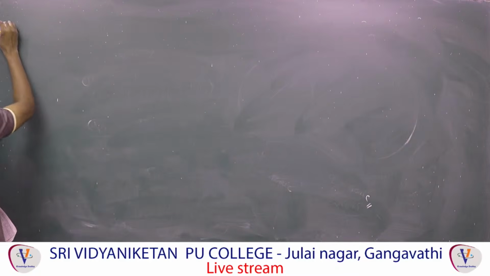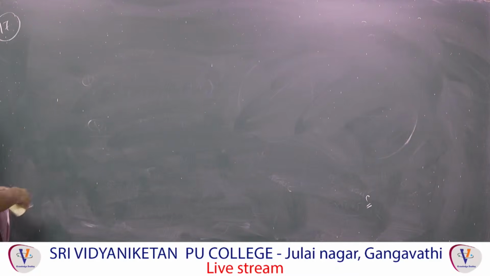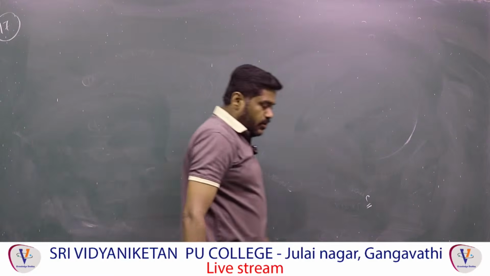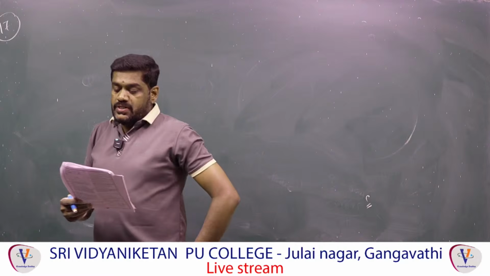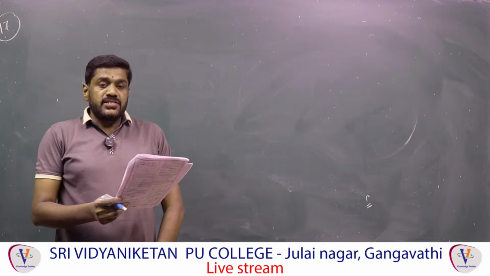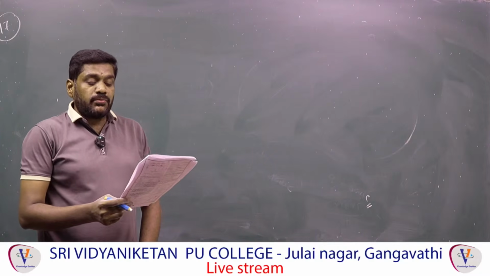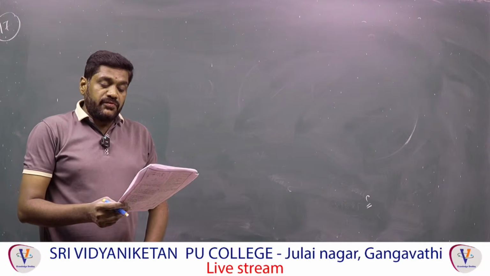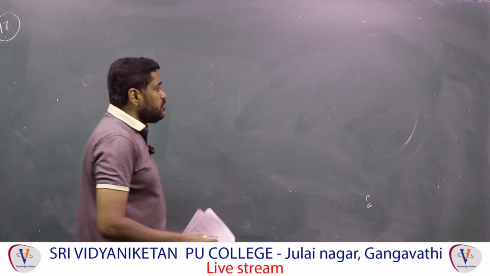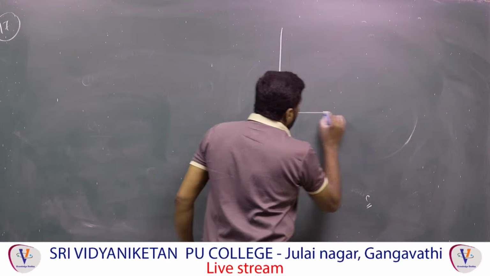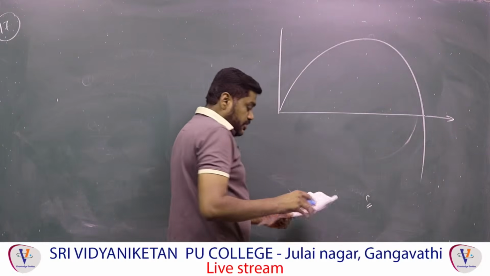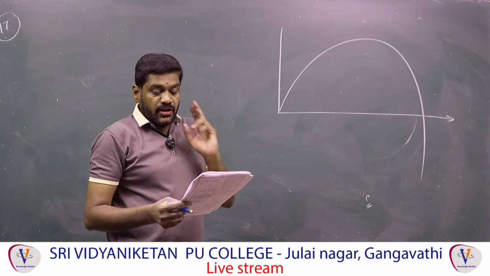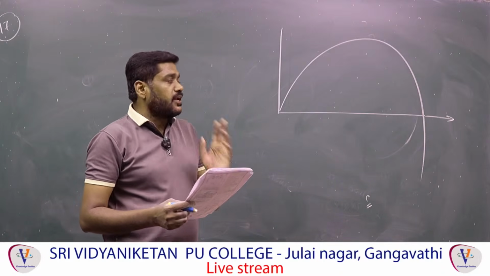Question number 17. So what are they asking? A body of mass 2 kg is projected with u equal to 20 meter per second at an angle of 60 degrees with the horizontal from the surface of the earth. Torque of its weight about the point of projection. So it is a projectile motion. After how many seconds is the torque of its weight about the point of projection, they are asking.